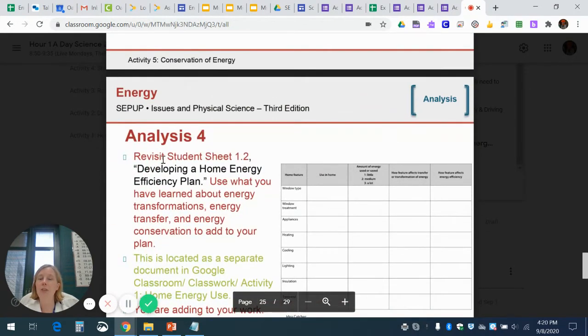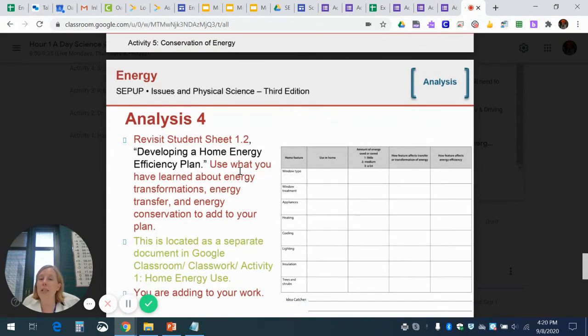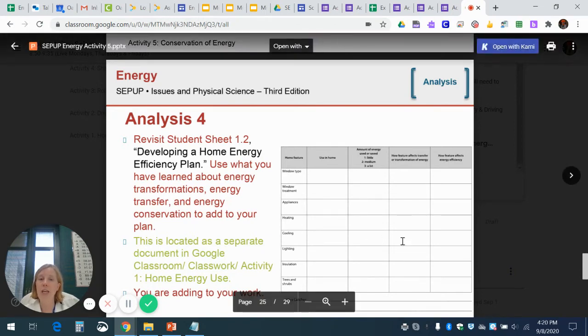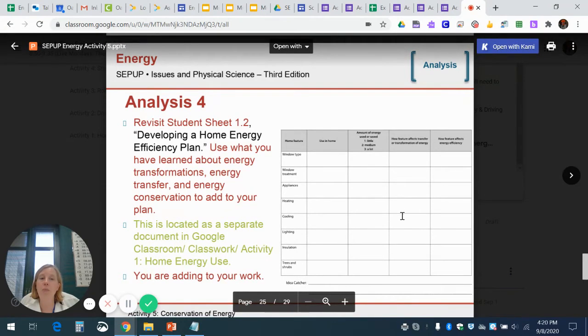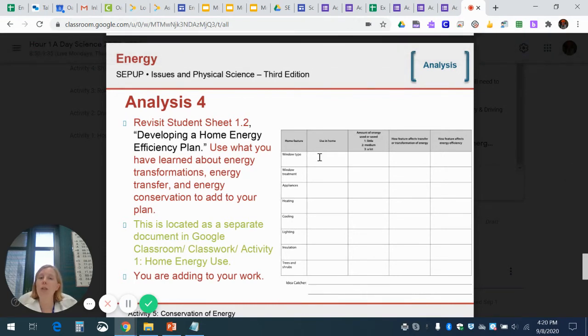So then analysis question 4 is asking you to revisit that student sheet 1.2. All right, so we had taken a look at it during the first activity. You want to now go back and you're going to add more to this column. Right, so you should be able to add a little bit more to column 3 and column 4. The column 1, use in home, you need to describe. So window type, what kind of windows does the home have? Do you have single pane windows, double pane windows, 3-pane windows? What kind of windows do you have?